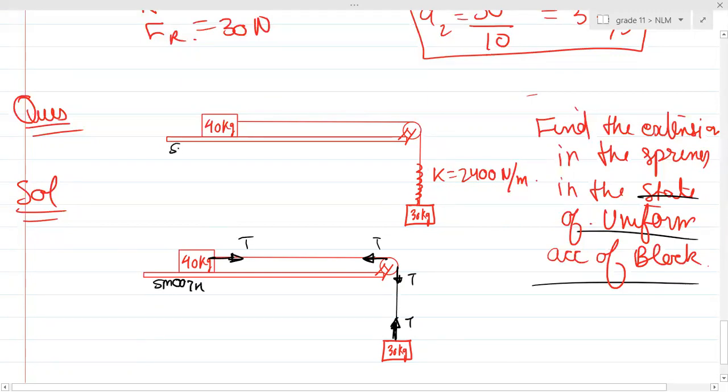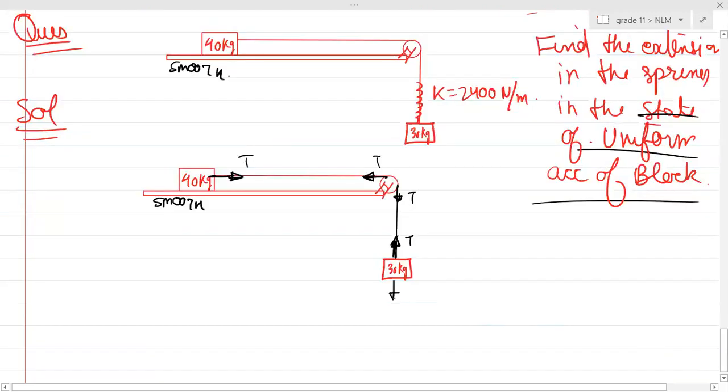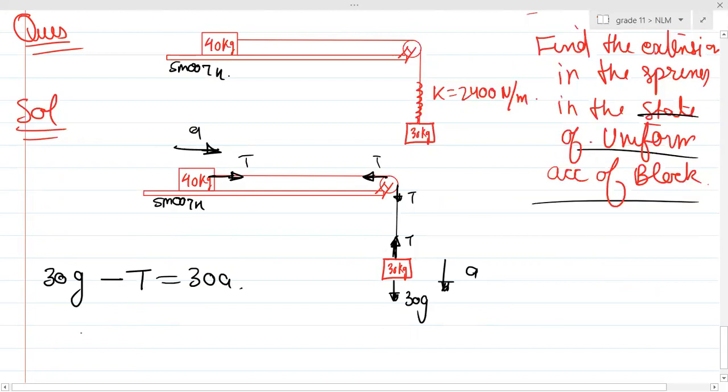Now what to do after this? Can you make the equations now? Everyone can make the equations now, right? So same acceleration, uniform acceleration state. The first equation which I will get is 30g minus T is equal to 30a. The second equation which I will get is T is equal to 40a. Okay. So these are the two equations which are of importance to me.